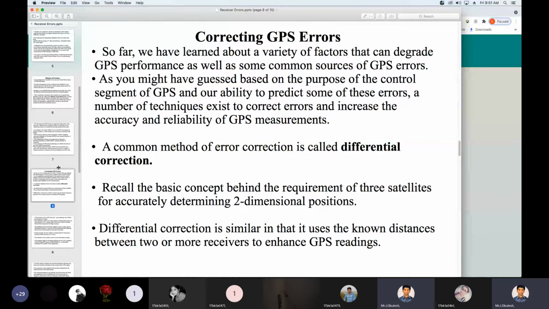Recall the basic concept behind the requirement of three satellites for accurately determining two-dimensional positions. Differential correction is similar in that it uses the known distances between two or more receivers to enhance GPS readings.